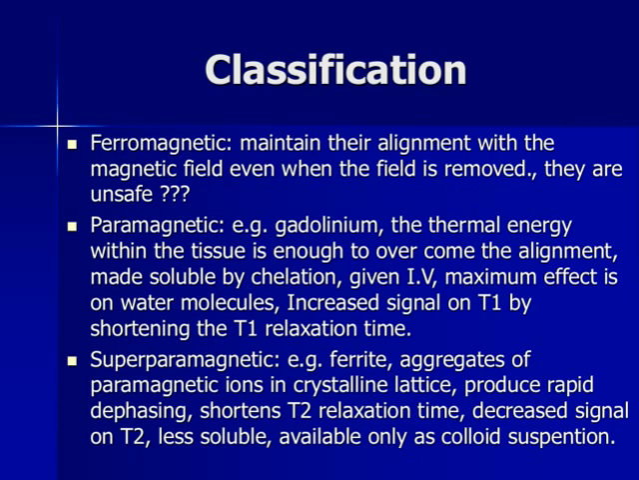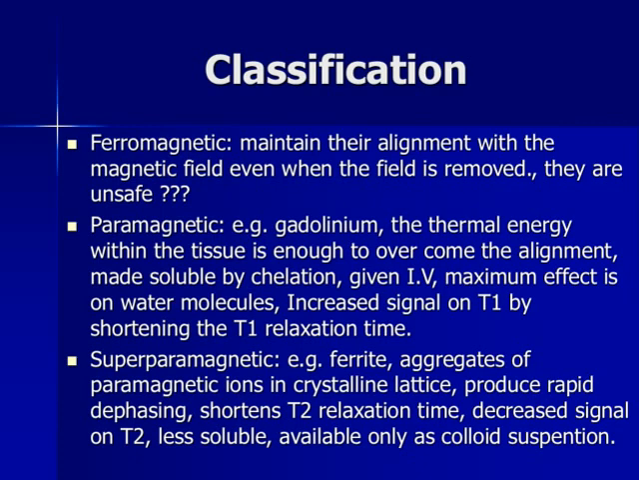Paramagnetic, like gadolinium, the thermal energy within the tissue is enough to overcome the alignment, made soluble by chelation. Given IM, maximum effect is on water molecules, increasing the signal on T1 by shortening the T1 relaxation time. Okay? They act on water molecules. They are affected by the tissue temperature, okay? And they are removed by chelation. They are put with something that makes the kidney excrete them.